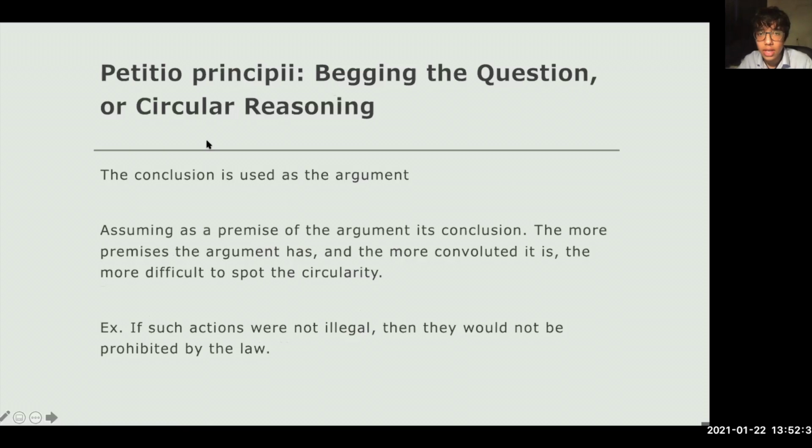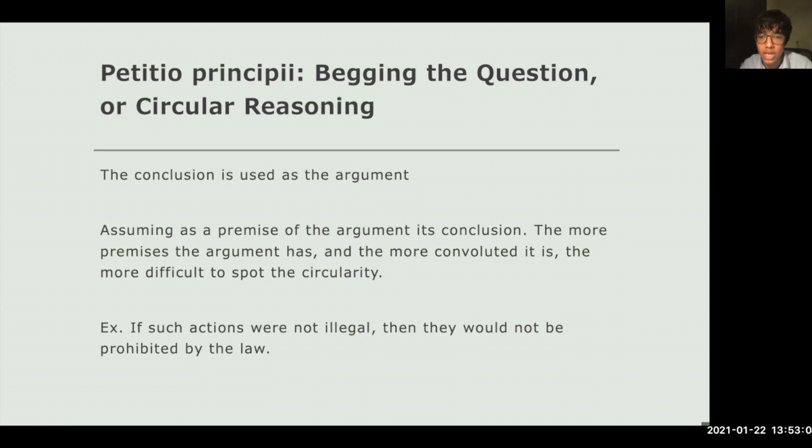Petitio principii, begging the question, or circular reasoning. So you can remember any of these names. It's pretty important again. The conclusion is used as the argument, assuming as a premise of the argument its conclusion. The more premises the argument has and the more convoluted it is, the more difficult to spot the circularity. It's very easy to recognize this fallacy because it kind of goes round and round in circles. The conclusion supposes a reasoning, and the reasoning assumes that the conclusion is true.